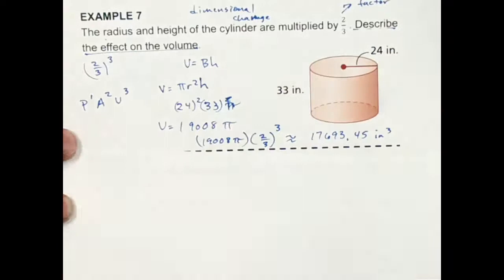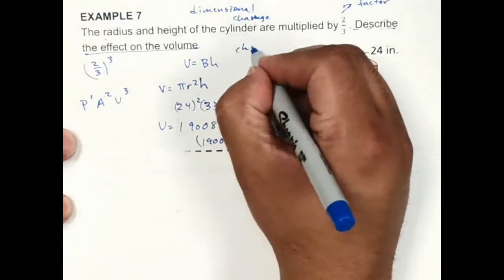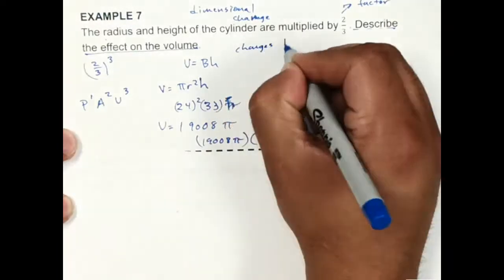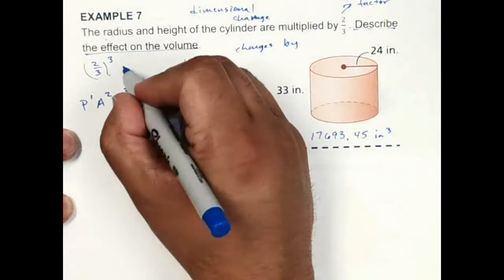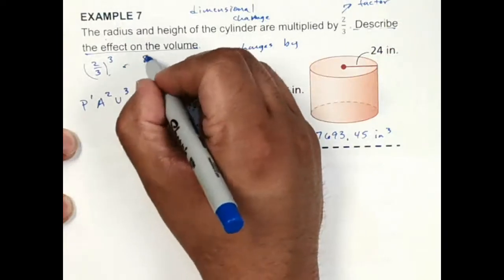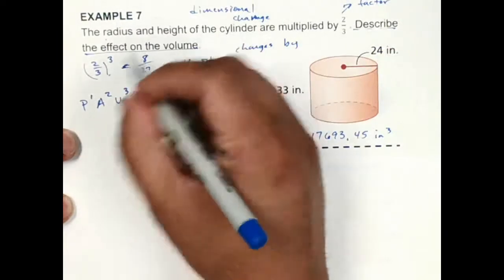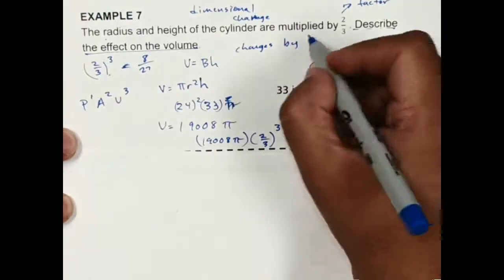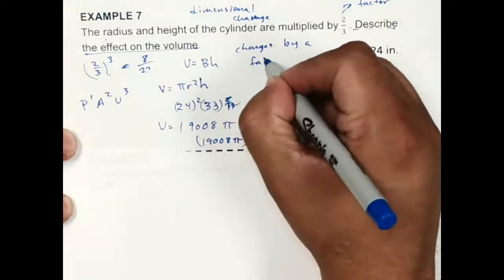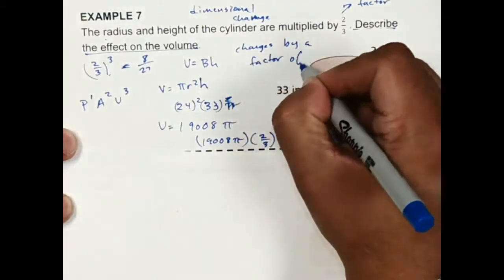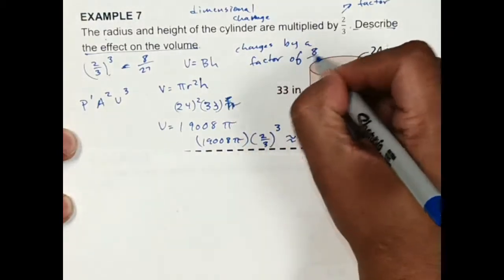But it does say just describe the effect on the volume. So the effect would be that it changes by 2/3 to the third power, which is going to be 8/27. If I cube this, it changes by a factor of 8/27.